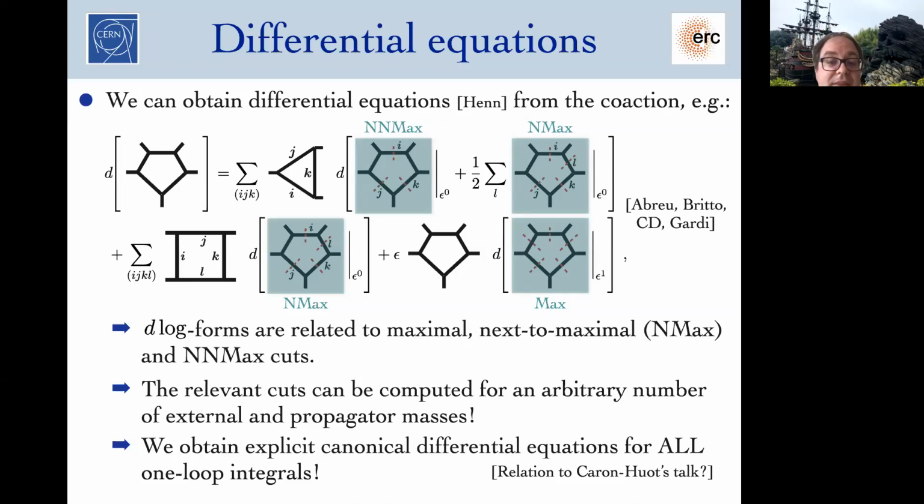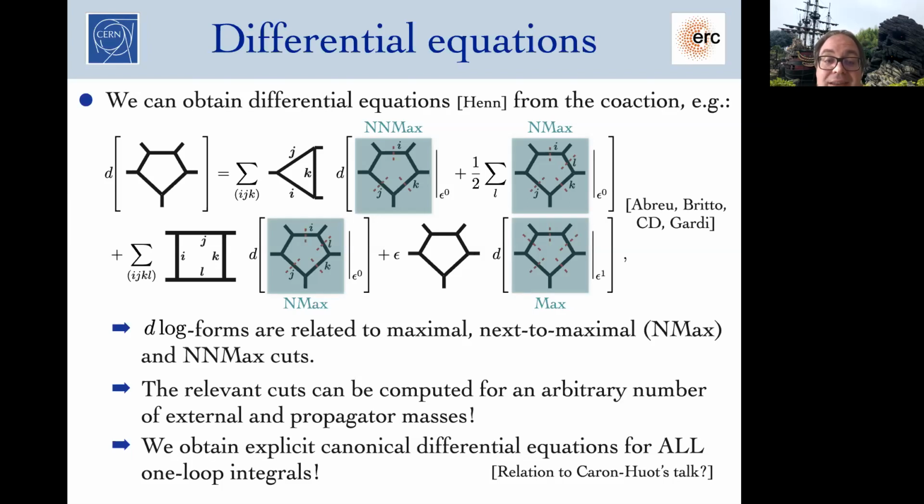And the amazing thing is that, since it can only be logs, there are only very few cuts that give you logs, because if you put here an octagon, it would be a weight 4 function. So you need to take many cuts. You can actually check that whatever enters the differential equation are maximal, next to maximal, and next to next to maximal cuts. Maximal means all propagators are cut. Next to maximal means all but one propagator is cut. Next to next to maximal means all but two propagators are cut. Those are the only ones that enter the differential equation, and only to leading order in epsilon, where they are logs, except for the maximal cut, but let's discuss that.